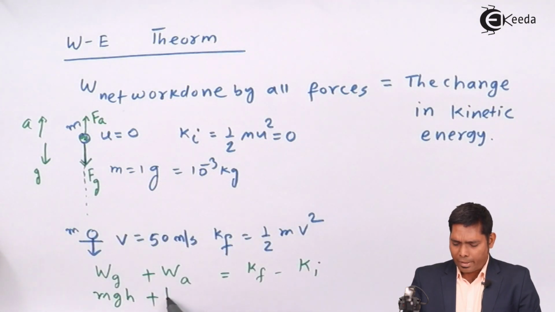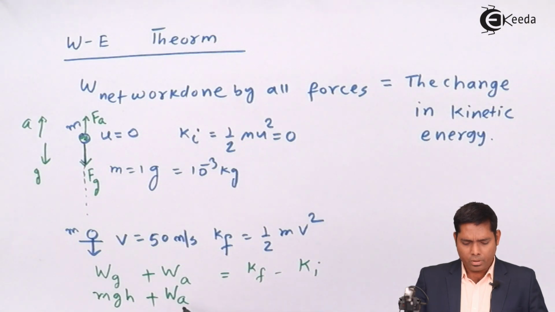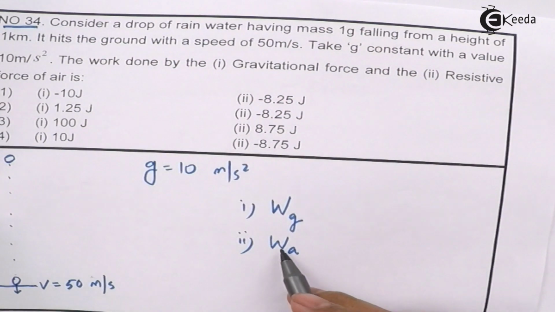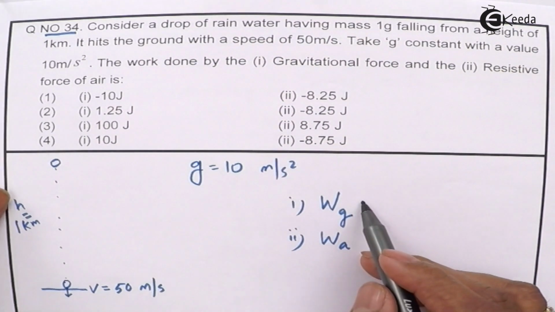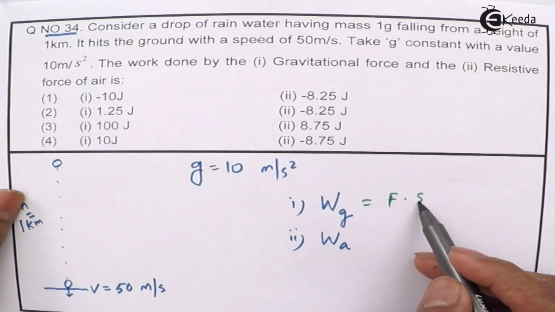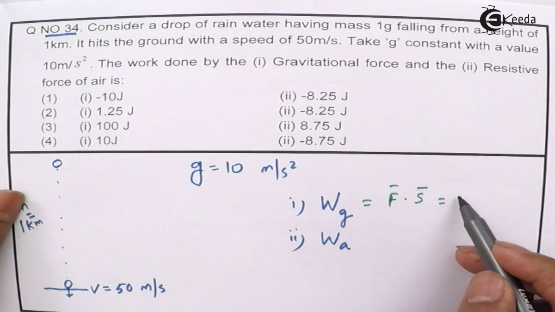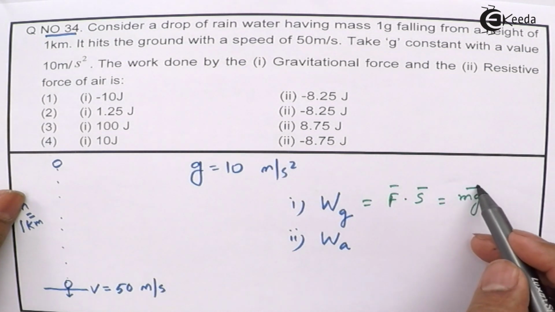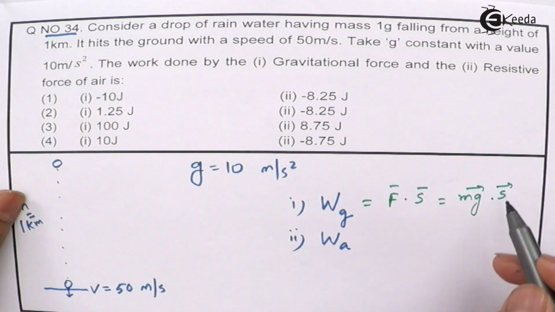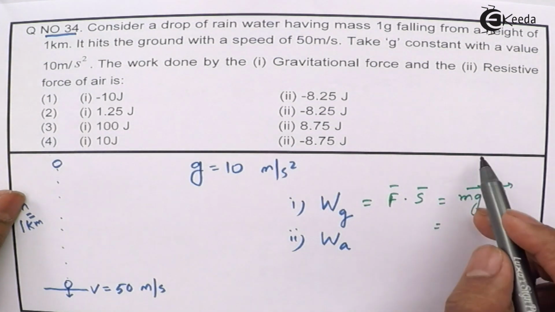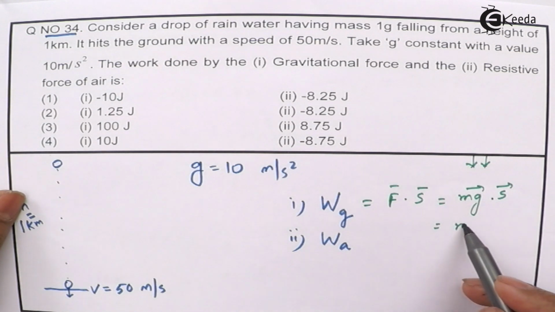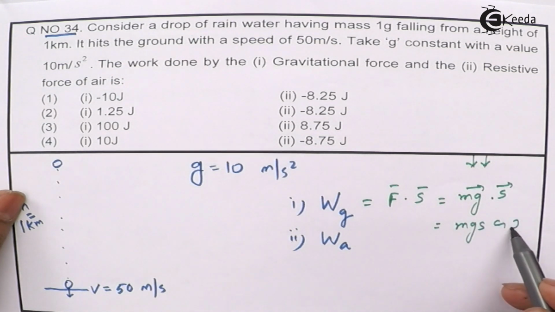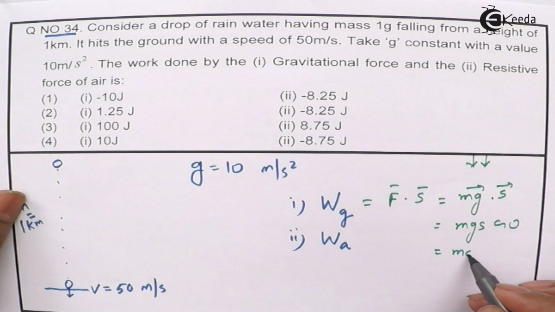plus the work done by air resistance. This is to be found because that is required, and also the work done by gravity is required. Work done by gravity just comes out to be F dot s vector, which is mg vector dot s vector, and this mg and s are in the same direction, so this angle is 0, so it is mgs cos 0, so this is mgh.